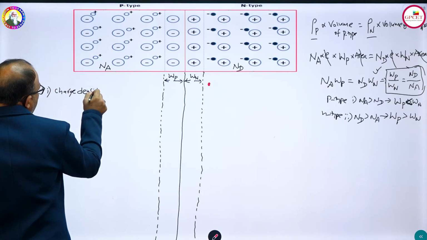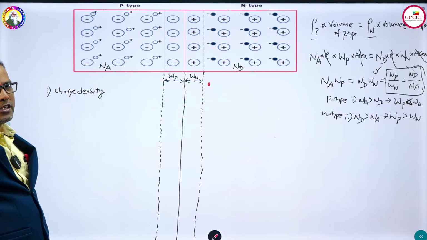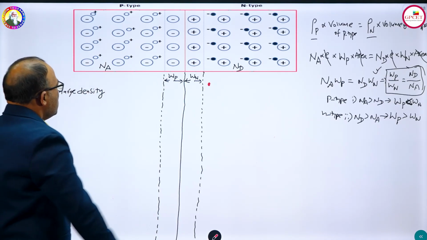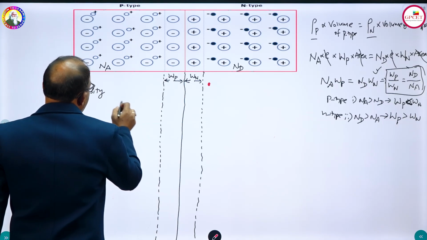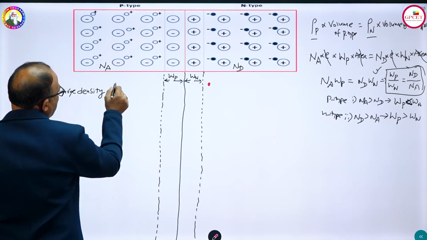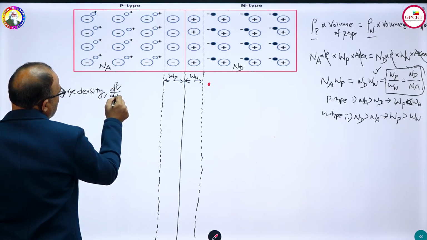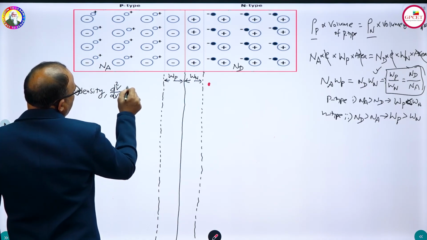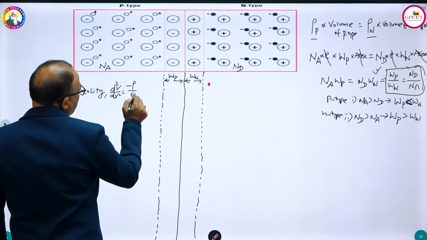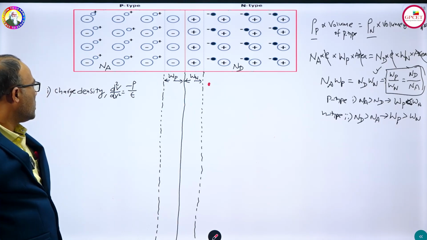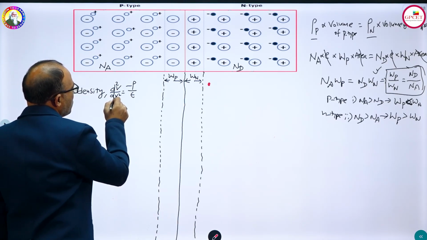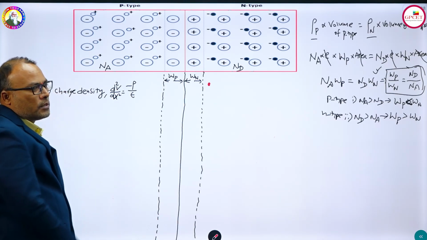Charge density. What is the charge density present here? Charge density is given by the formula d²V/dx² = -ρ/ε. This is the formula for charge density. d²V/dx² is equal to -ρ/ε.